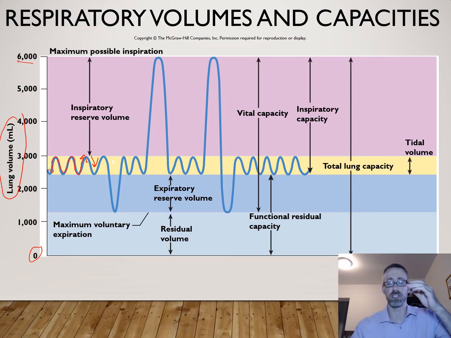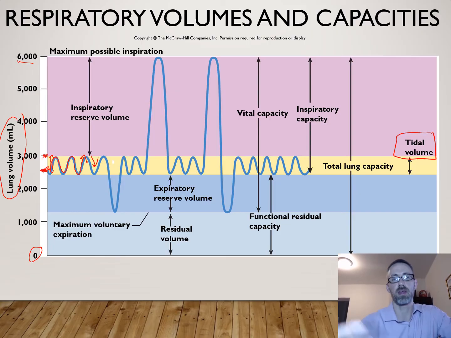As you know from the previous slides, during quiet respiration we move half a liter of air: half a liter comes in, half a liter goes out. Our tidal volume goes up, and you'll notice this upward deflection is half a liter. This is about 2.5 liters right here, and it goes up to 3,000. So 2,500 to 3,000 is 500 mLs. We breathe in 500 mLs and breathe out 500 mLs, and that's why we're seeing these little waveforms. This represents our quiet respiration, and that's our tidal volume.